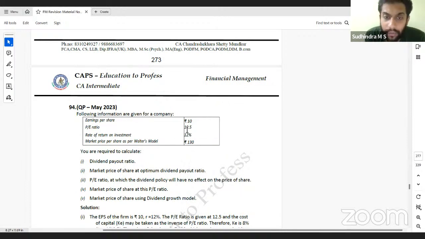So what is KE here? 1 divided by 12.5 is 8%. So rate of return is 12%. KE is 8%. What is the optimum dividend payout ratio? 0.